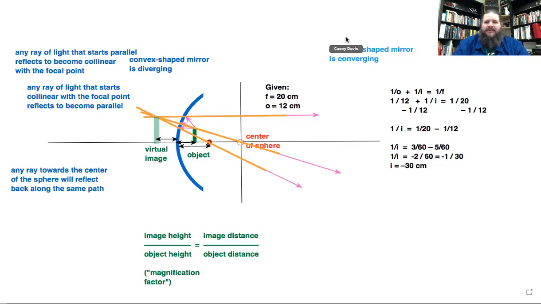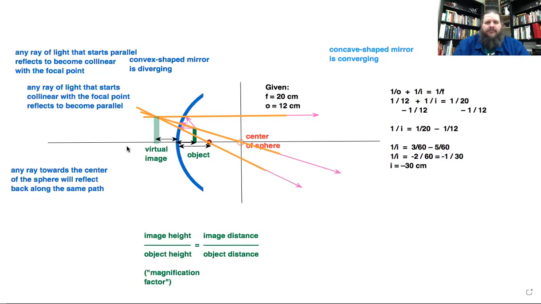Can I ask you something before we go? Yeah, what's up? What does it mean to have positive I again? Positive means on the side that light is traveling on, whereas negative means on the dark side of the mirror, the side that the light is not traveling on at the end.